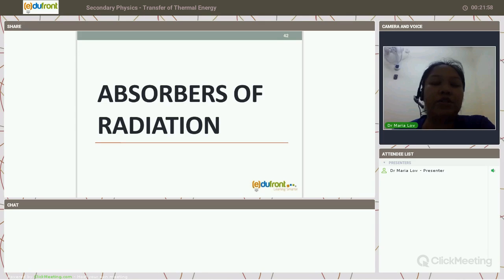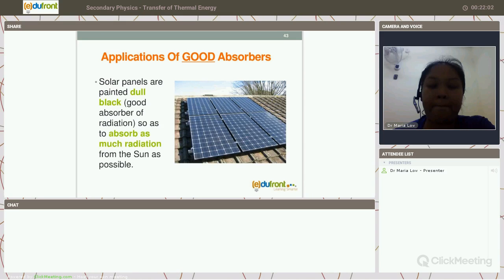Next, we take a look at examples of radiation. Applications of good absorbers. Remember, when we talk about good absorbers, they have to be black and dull. If we look at solar panels, this is another good example. It is always painted dull black because dull black is a good absorber of radiation. This is to absorb as much radiation from the sun as possible.